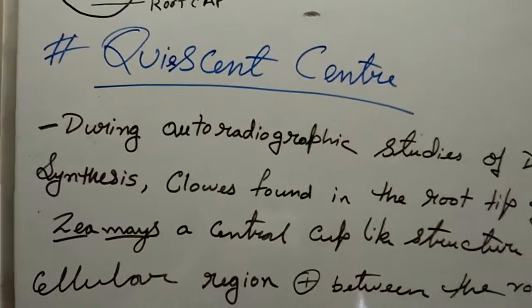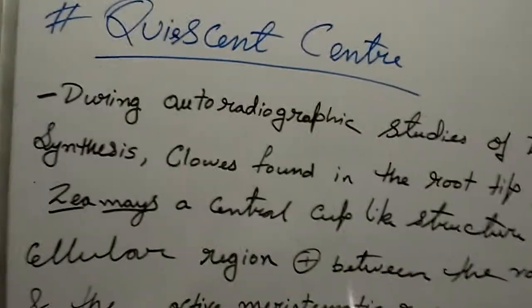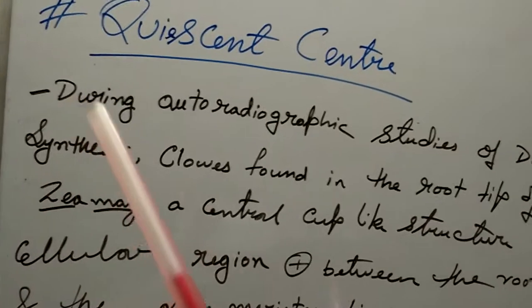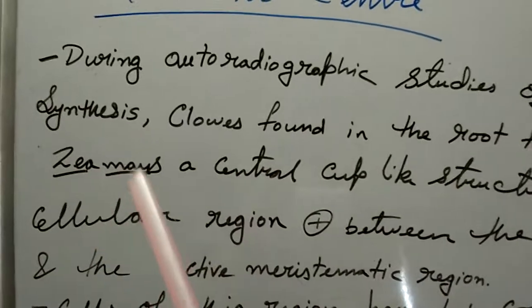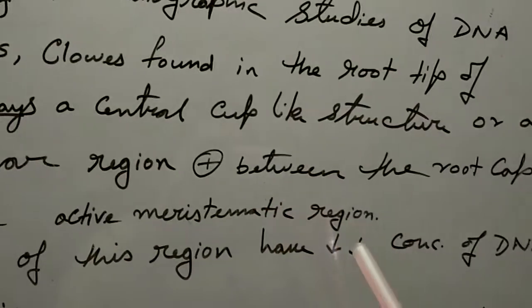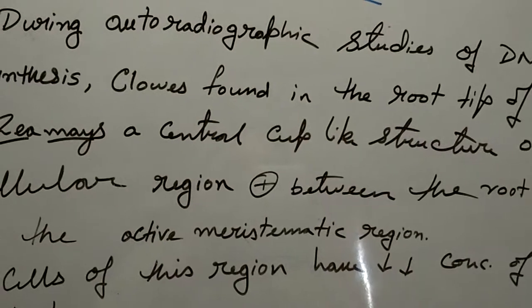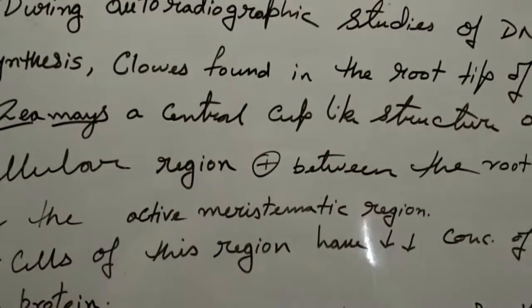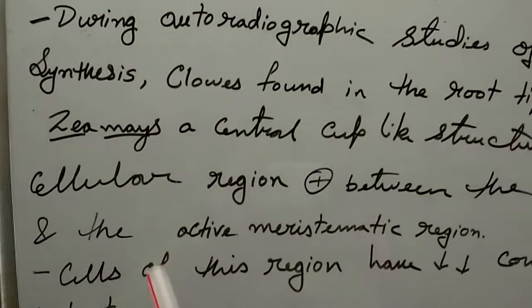Now comes the final theory, the concept of quiescent center. This was given by Clowes. During his autoradiographic experiments or studies of DNA synthesis, Clowes found in the root tip of Zea mays a central cup-like structure, or a cellular region, present between the root cap and the active meristematic region. So accidentally, Clowes found a very mysterious, very dramatic region in between the root cap and the meristematic region during his experimentation on Zea mays.